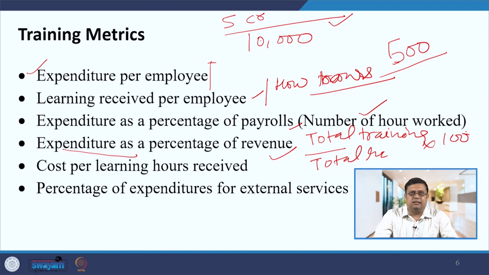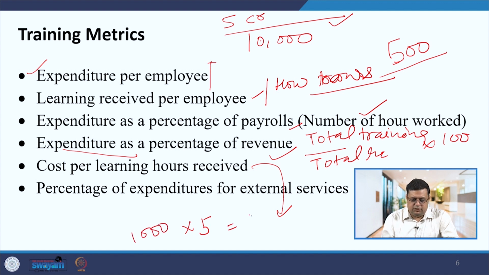If you know this amount, then you can calculate the budget of training. Let us assume your organization wants to give 1000 hours of training. Simply, if you know this data, you can multiply that particular 1 hour cost with 1000 hours. Let us assume 1 hour cost is 5 rupees and you have to give 1000 hours. So, how much amount do you have to spend? 5,000 rupees. So, immediately you can calculate.